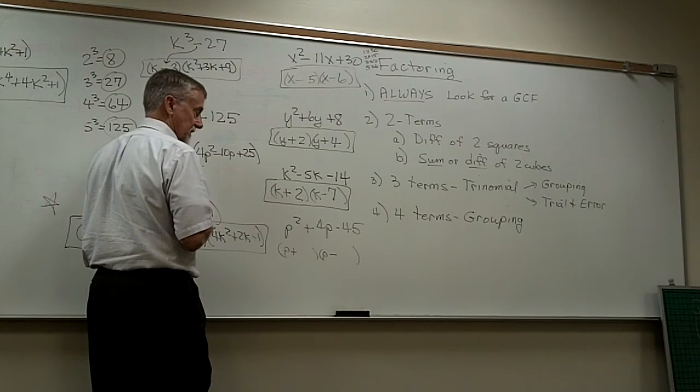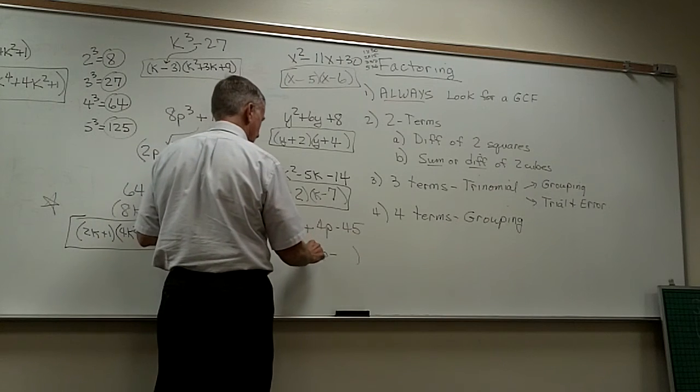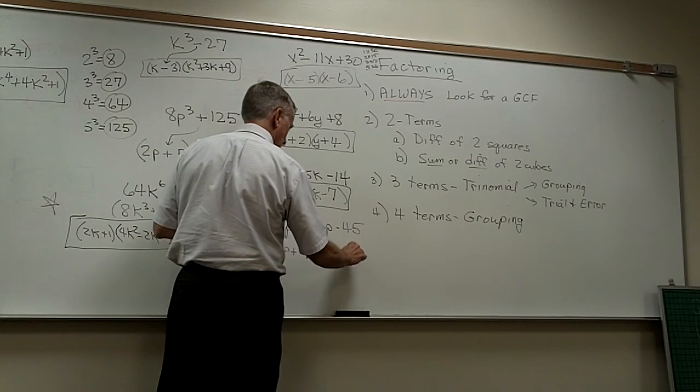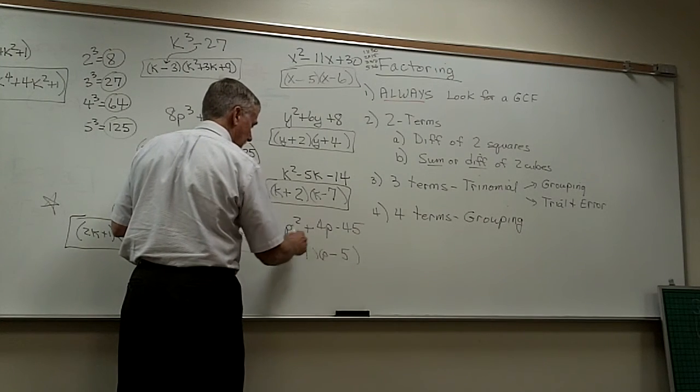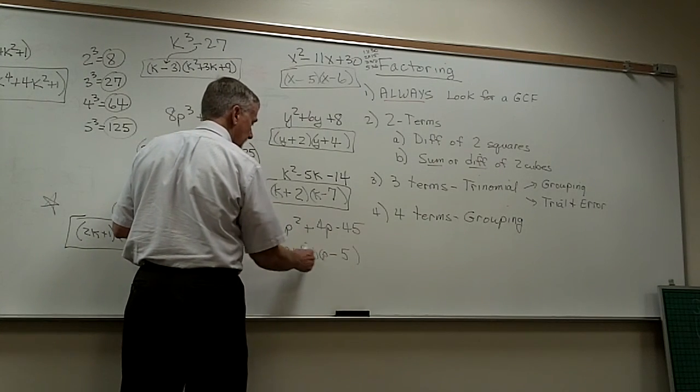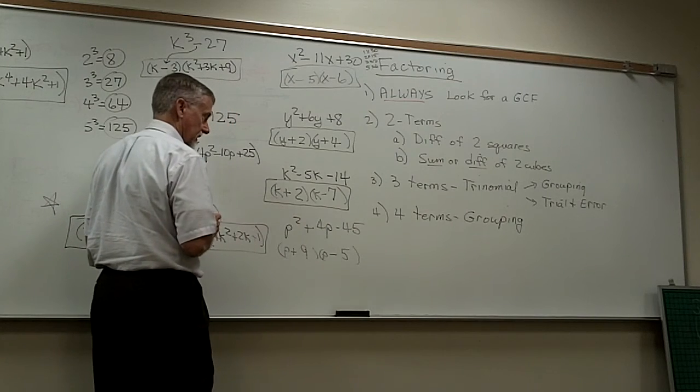9 and 5. Which one's gotta be positive? 9. The bigger one's gotta be positive, smaller one's gotta be negative. It's really more accurate to say the bigger combination positive, smaller combination negative. 9p minus 5p gives me 4p.